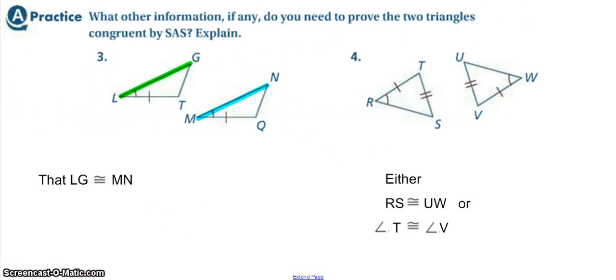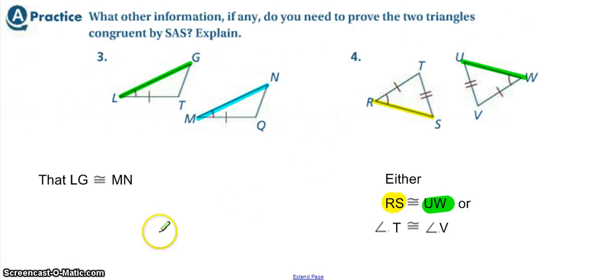All right, so in number 4, we actually have an option here. So your answer could be either of these. We could either prove side, angle, side by proving the other sides congruent. So that would be sides RS and UW, because again, we would have to make this congruent angle that we know included, and we already know that VW is congruent to RT, so we could do those sides.